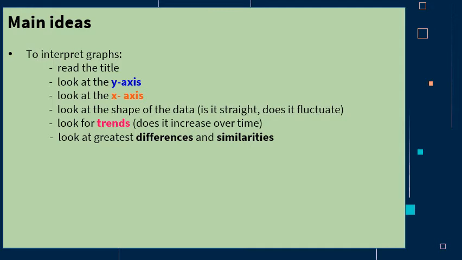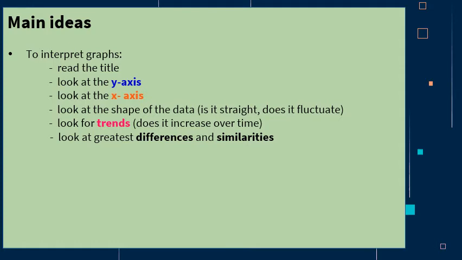Then you can look at the y-axis and the x-axis. I prefer to look at the y-axis first, just for some reason, but make sure you look at both of them and that you understand both of them. How is the data being measured? For example, with our deforestation one, the y-axis was millions of hectares, and the x-axis was over time, year by year.